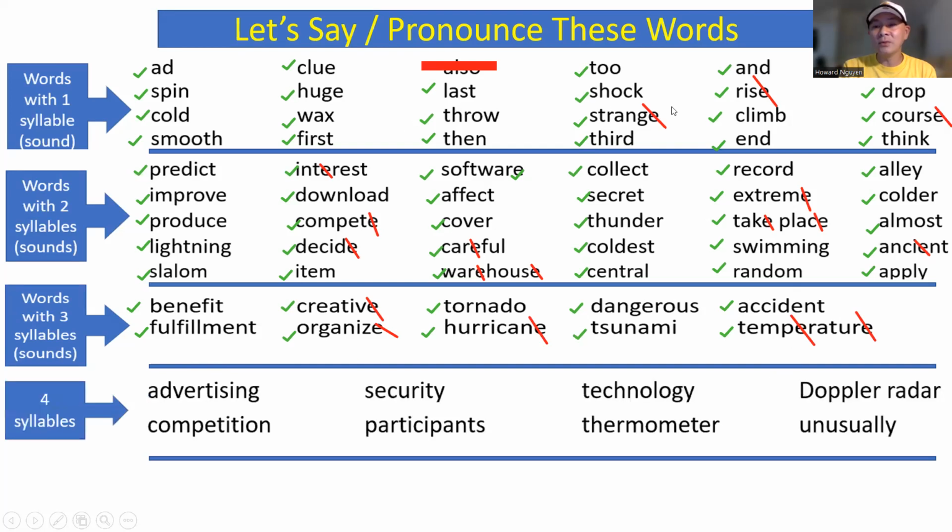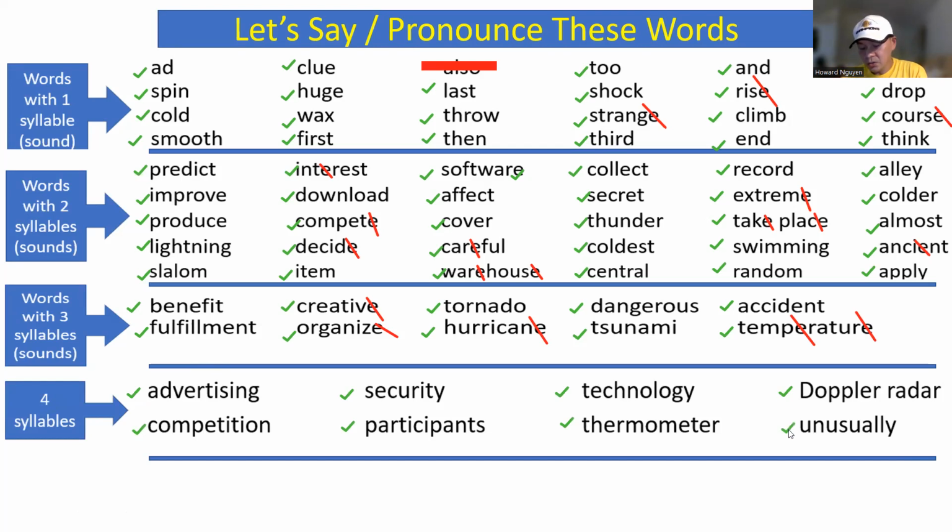Then you have four syllable words. Remember the silent E. Advertising, competition, security, participants, technology, thermometer, Doppler radar.